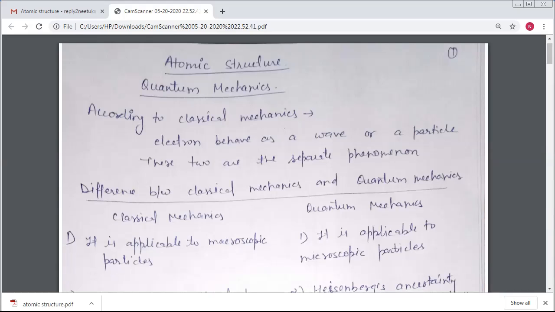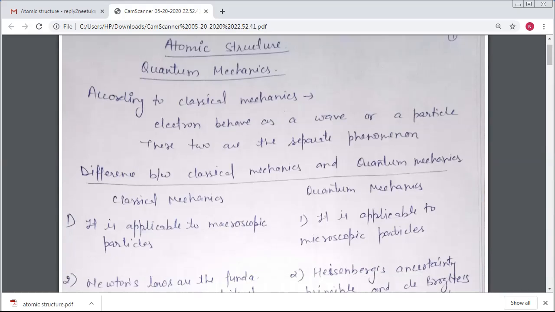So we do not prepare the derivation of the Schrodinger equation. Here is only the introduction and the concept of the Schrodinger equation. Okay. So before going to the Schrodinger equation, there are some important terms or some important mechanics, or we can say these are the theories, which are required to know.